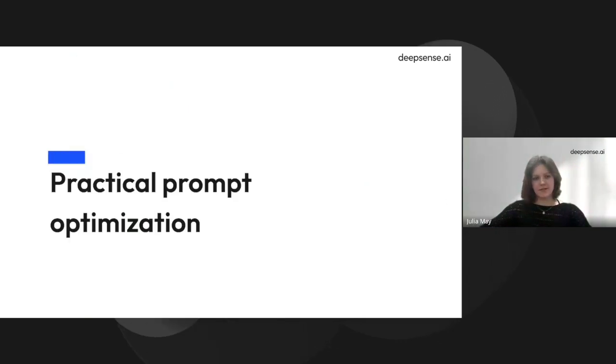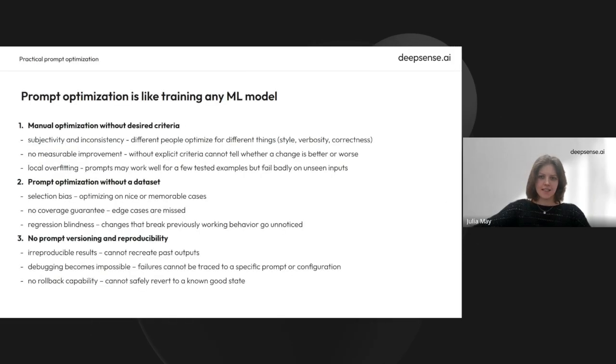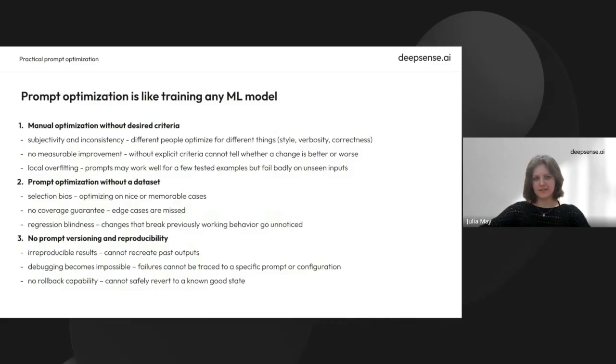So we finished with the theory, and now we're going to move to some practical tips about automatic prompt optimization and some ideas that can be used in our day-to-day work. So the first idea would be to treat prompt engineering like training any machine learning model. So this is quite interesting. And when we optimize something, we would like to make sure that it performs as well as possible.